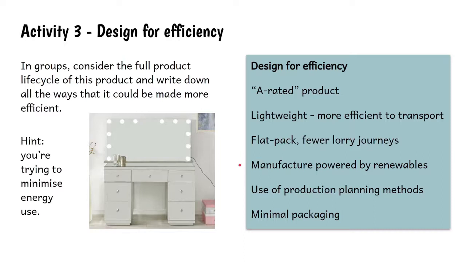A massive deal for efficiency is the idea that we could manufacture that dressing table entirely powered by renewables. That would be a big deal and a big way to improve the efficiency of this product. Also inside the factory, we could use production planning methods. We met them earlier on in the course as well, but we could be using things like Gantt charts and flow charts to identify points in the manufacture of this product where there are inefficiencies and therefore address them in the factory. And finally, minimal packaging as well, because the packaging incurs an energy cost as well.